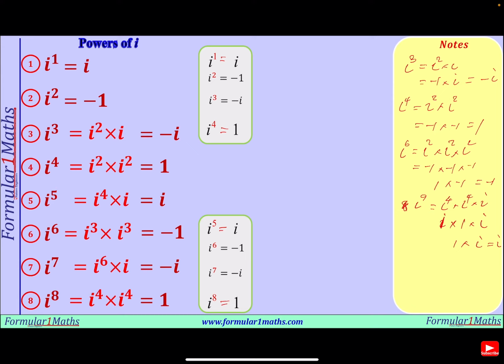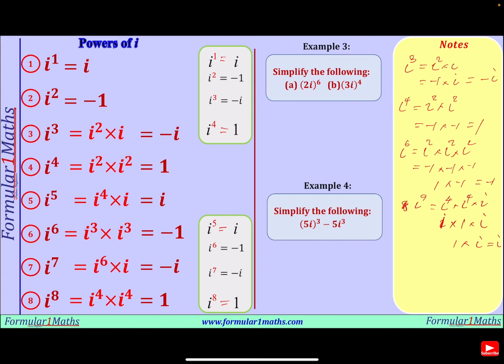Now let's do some examples. Example 3. Simplify the following. 2i all raised to the power 6. This can be written as 2 to the power 6 times i to the power 6. 2 to the power 6 is 64. i to the power 6 is minus 1. So we get this, and the final answer is minus 64.